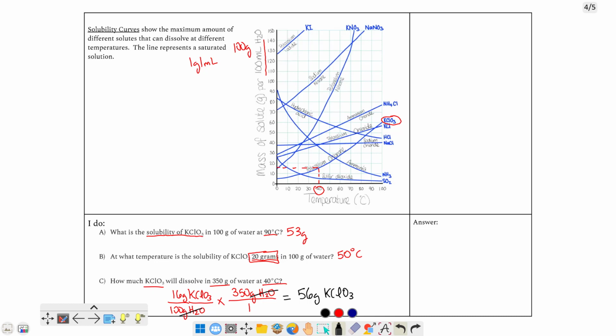You might realize that what we just did is multiply 16 by 3.5, because 350 grams of water is 3.5 times 100 grams of water. And that's what our math shows below.